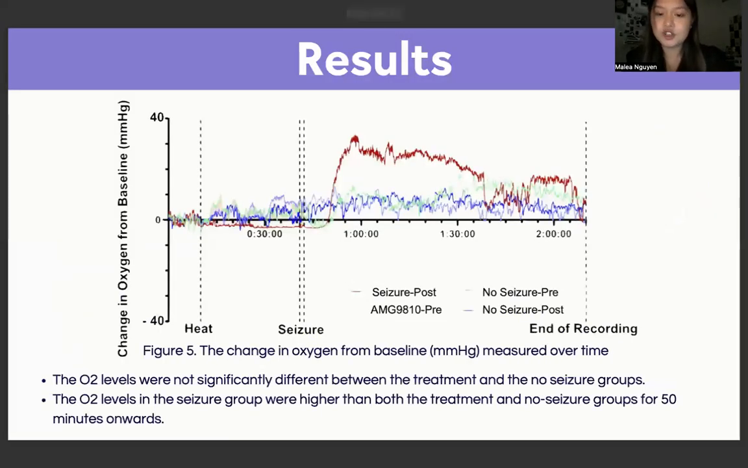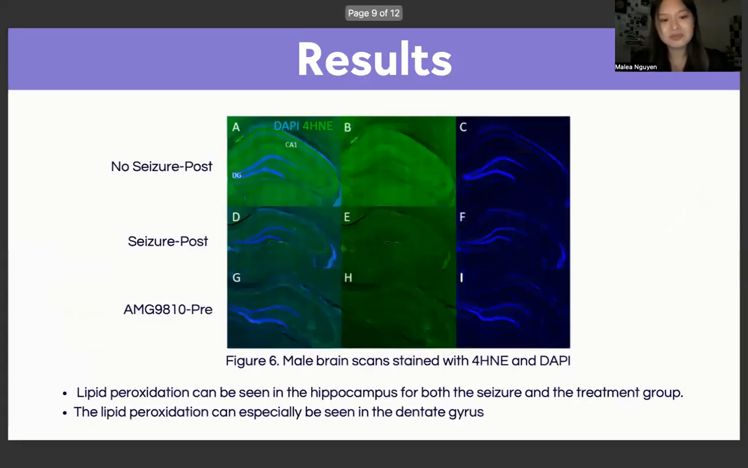These preliminary results show that the O2 levels were not significantly different from the treatment in the no seizure groups. The results also show that O2 levels in the seizure group were higher in both the treatment and the no seizure groups for 50 minutes onwards. These results here also show that lipid peroxidation can be seen in the hippocampus for both the seizure and the treatment group, as visualized by this green 4-HNE. The lipid peroxidation can especially be seen in the dentate gyrus, which is this nose pin area in the middle of the scans, as visualized using DAPI.